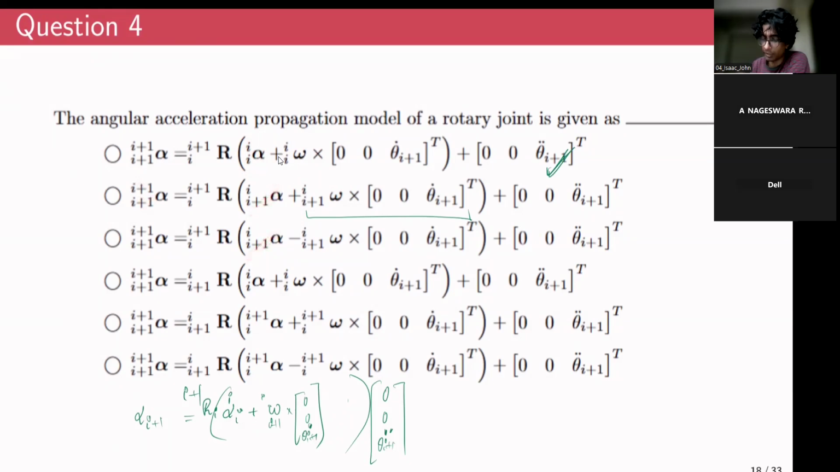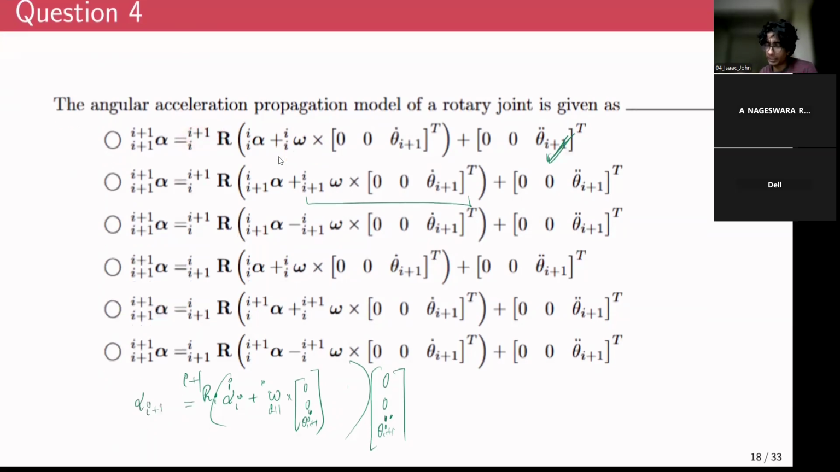Again, this term won't qualify. This term, they have used a wrong rotation matrix. Instead of this, we want it to be expressed like this, right? And this option has a similar issue. This option also has a similar issue. Right? Everything has to be brought back to the I plus 1 frame, not the other way around. So option A is indeed the correct answer.